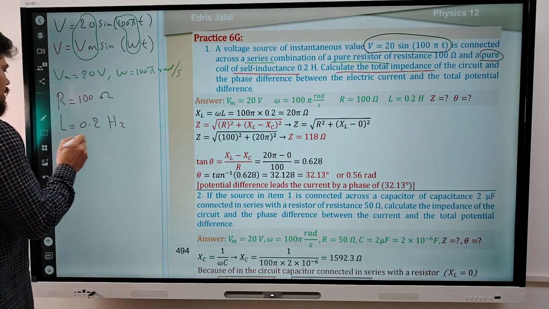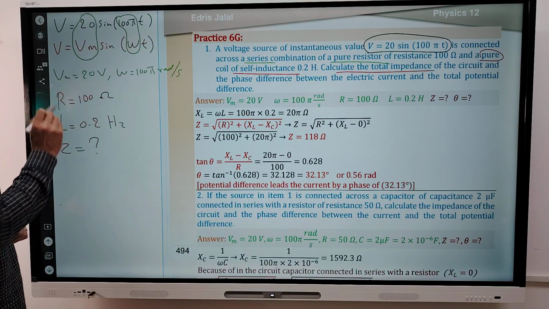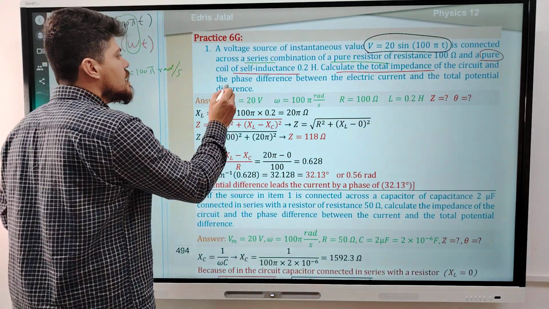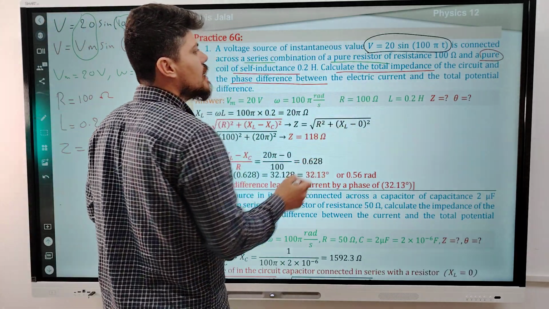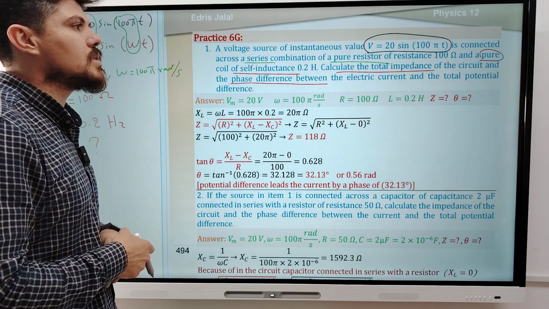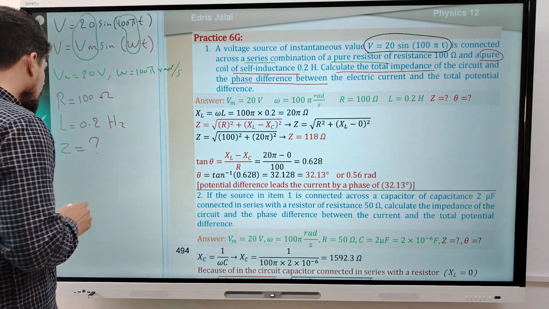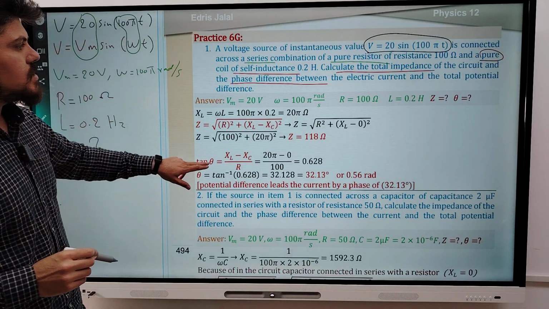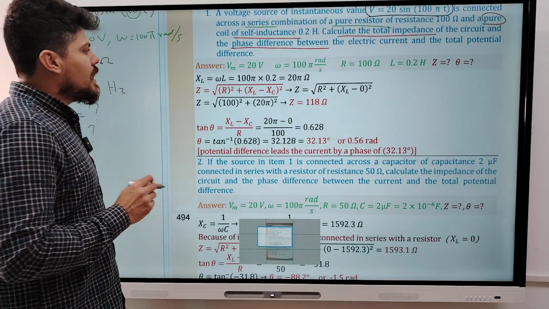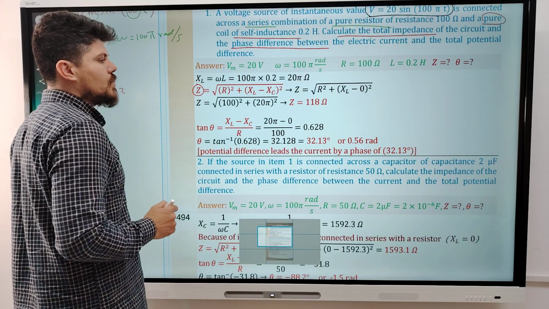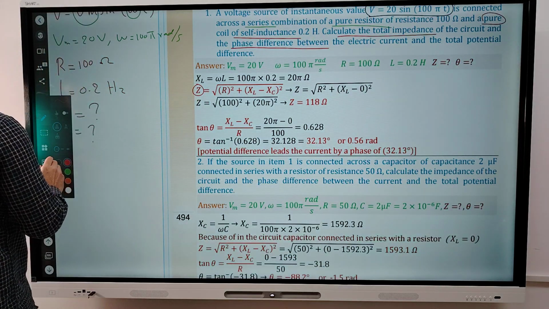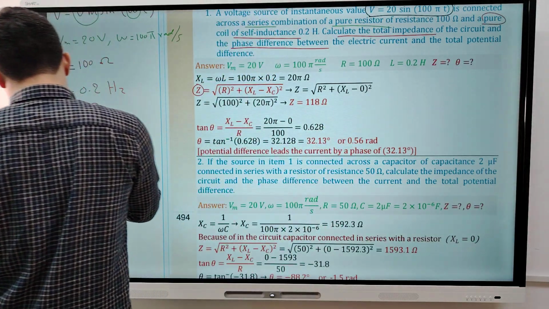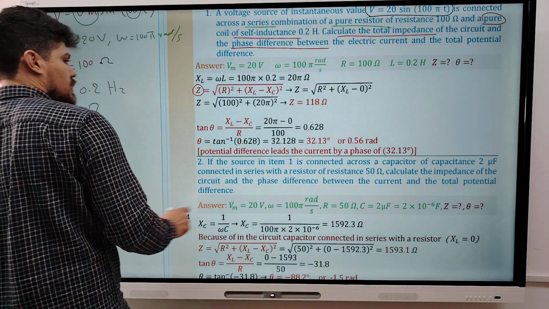Okay, calculate the total impedance. Total what? Total impedance. Z is equal to what? Z is unknown of the circuit, and the phase difference between the electric current and the total potential difference. Okay, theta is unknown. So as you know, to find Z, we need what? We need resistance.